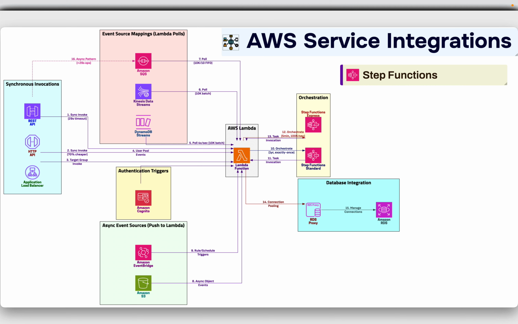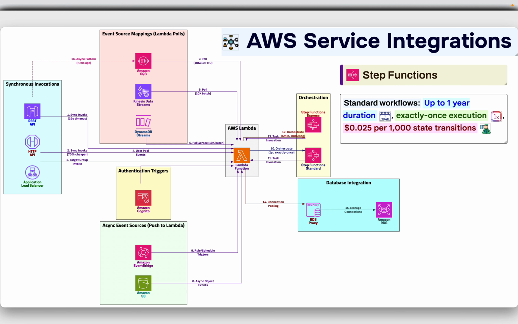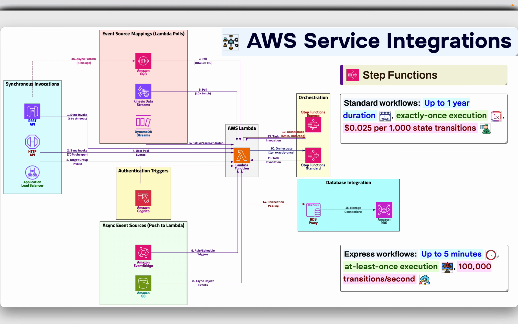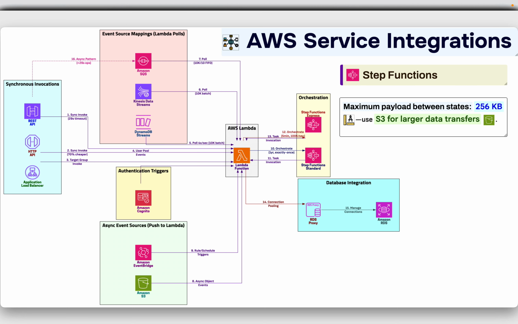Next one is the step functions. Step function is composed of Lambda. So just to refresh your memory. So standard workflows can run for up to 1 year duration and provide exactly once execution and cost $0.025 per 1000 state transitions. And you have express workflows which can run for up to 5 minutes, provide at least once execution, and support 100,000 transitions per second. The maximum payload between states is 256 kilobyte, so you should use S3 for larger data transfers.